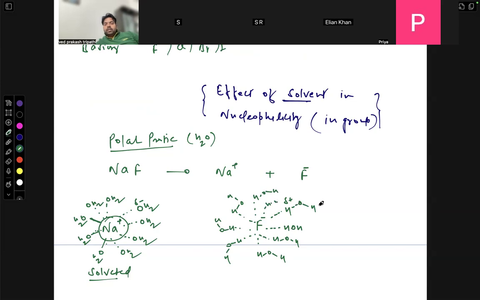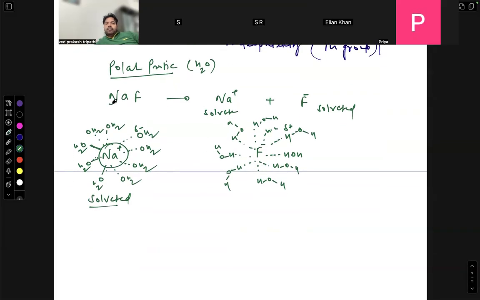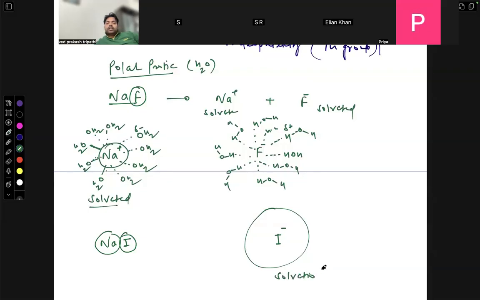Can you see this? Both are going to be solvated. Any doubt? Suppose this is NaF. Now I am going to use NaI. The Na size is the same, so the size of the cation is not going to affect the nucleophilicity here. So you have to consider the anion size, F minus and iodine minus. Iodine minus has a bigger size, so whenever size is bigger, solvation is less. Make sense? Please tell me, everyone.